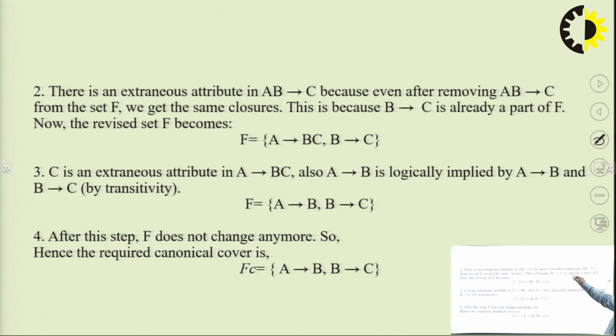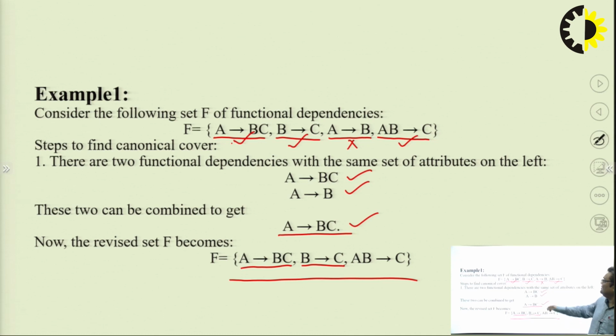Because even after removing AB to C from the set F, we get the same closure. If we remove AB to C, we get the closure. Okay. This is because B to C is already a part of F. Now, the revised set of F becomes A to B and B to C. Like we have A to BC and B to C.